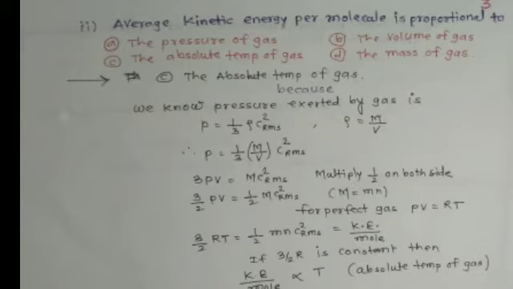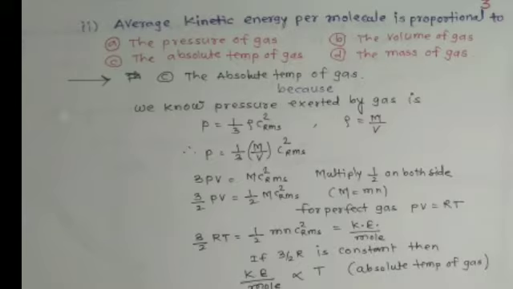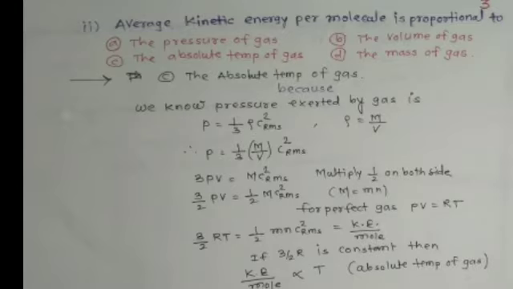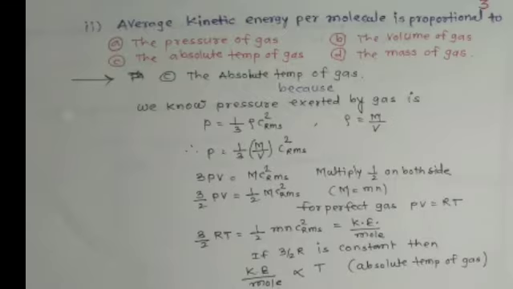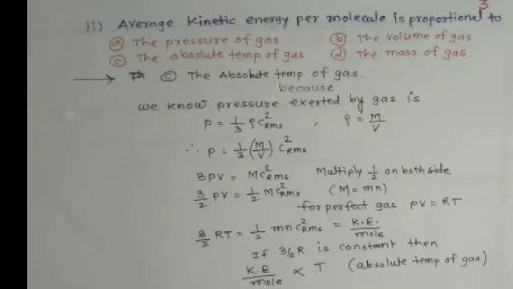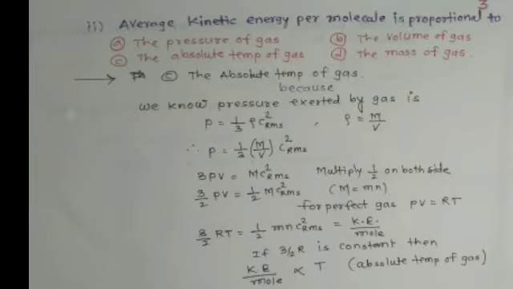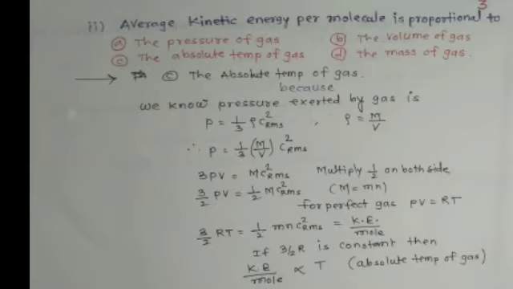Because we know the pressure exerted by gas is P equal to 1 upon 3 rho C square RMS, where rho is density, equal to mass upon volume. So pressure P equal to 1 upon 3 in bracket m upon V C square RMS. Therefore 3PV is equal to m into C square RMS. If we multiply half on both sides, 3 by 2 PV is equal to half M C RMS square, where capital M equals small m n.